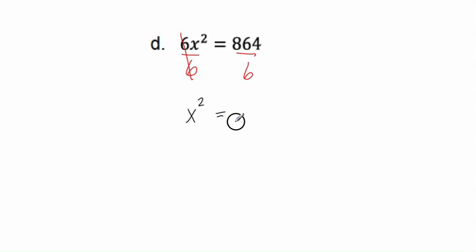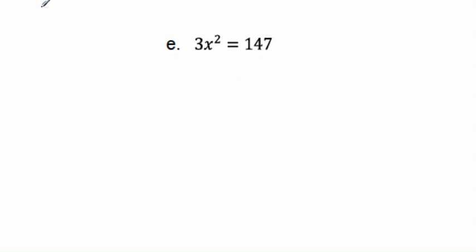6 goes into 8 once, that's 6, so there's a 2 left over. 6 goes into 26 4 times, that's 24, so there's a 2 left over. 6 goes into 24 4 times. Now we have to get rid of the square, so we've already learned that we do the square root on both sides. Square root and square cancel. And I'm left with x equals the square root of 144, which we know is 12.